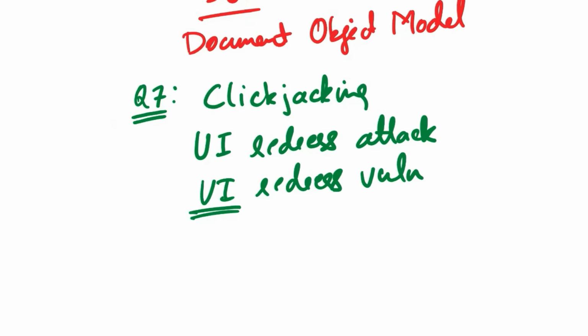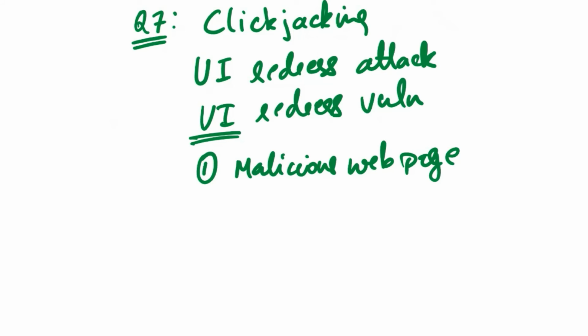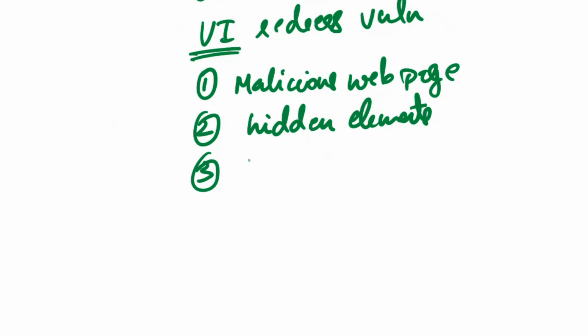Let's see how clickjacking works. First, an attacker creates a malicious web page or injects code into a legitimate website. Next, the malicious page or code includes hidden elements such as buttons or links, okay? These are layered on top of legitimate content. Next, the victim is lured to visit the malicious page, which might be disguised as a legitimate site.